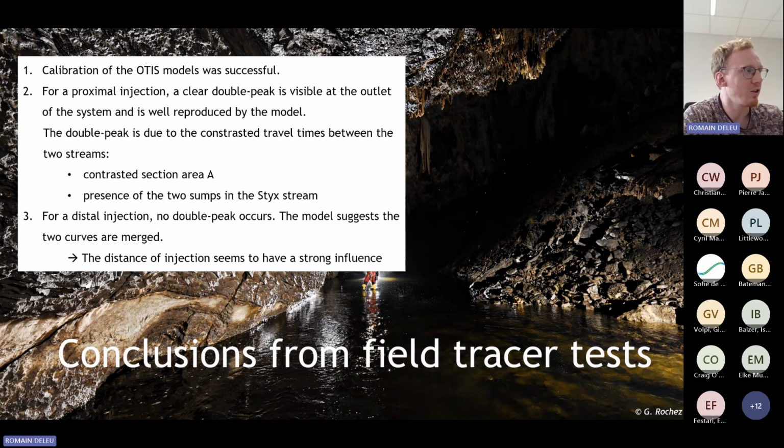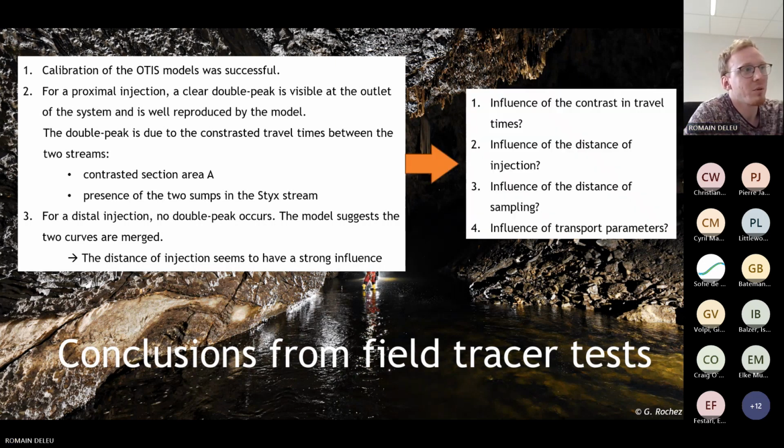And for the distal injection, no double peak occurs. The model suggests the two curves are merged into one single-peaked breakthrough curve. So the distance of injection seems to have a strong influence here. So the question we have is, what about the influence of the contrast interval time?